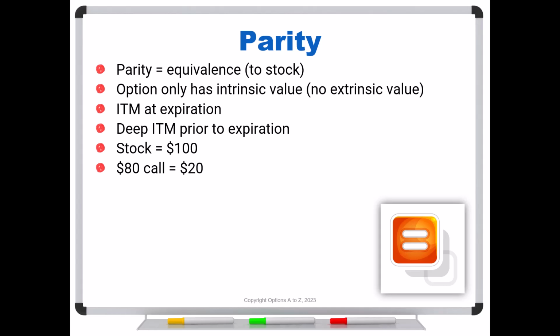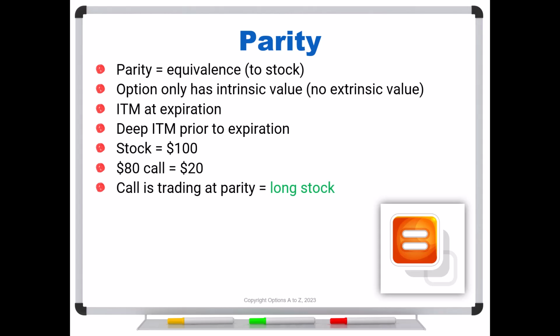Now, technically speaking, that's really what we need to see, where it's all intrinsic value and no extrinsic value. In the real world, if it's really close, we'll still call it parity. Remember that all options have to trade for at least intrinsic value at all times. So this option would have to trade for at least 20, but maybe it's trading for $20.30. We'd still call that parity. So when the call is trading at parity, it is behaving like long shares of stock.